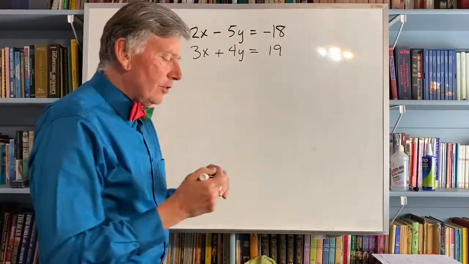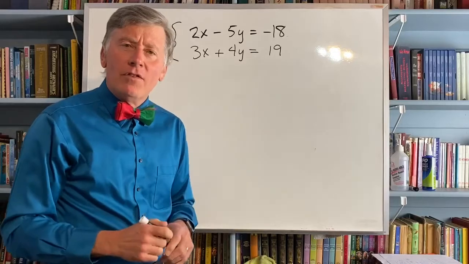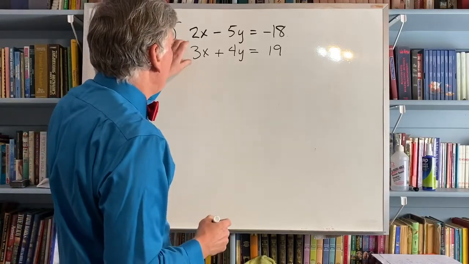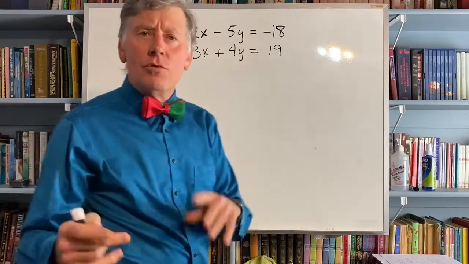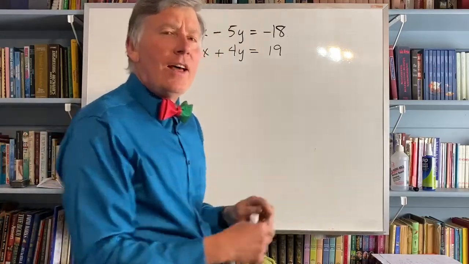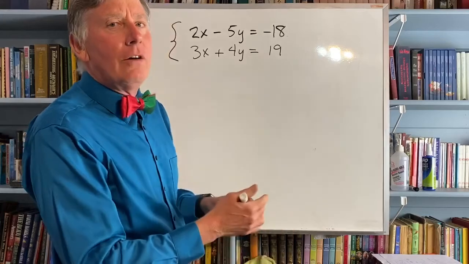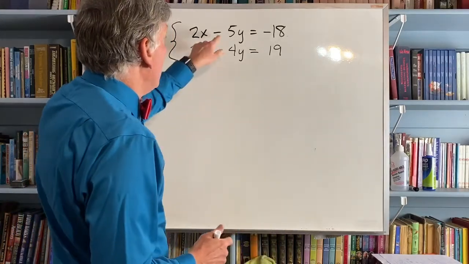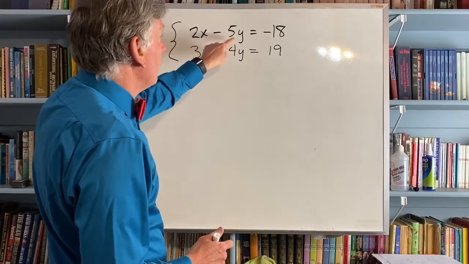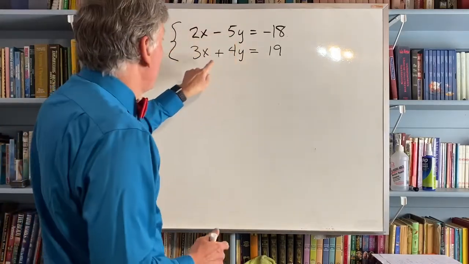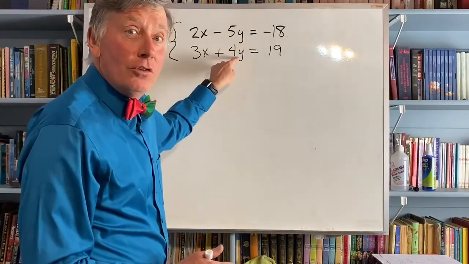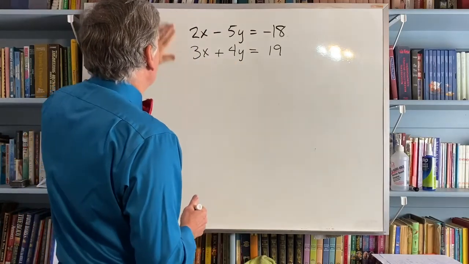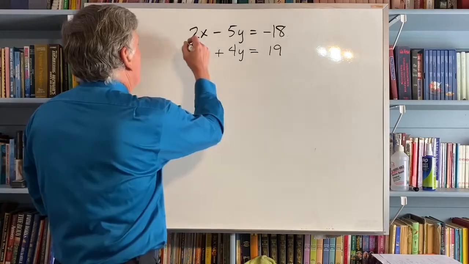Elimination means that I'm going to eliminate one of the variables. And what I'm going to do is multiply both equations through by a number that allows me to wipe out one of those variables. I notice that I've got a minus in front of the y term here and a plus in front of the y term here. So I'm going to work on these. Let's get rid of that and get that out of the way.